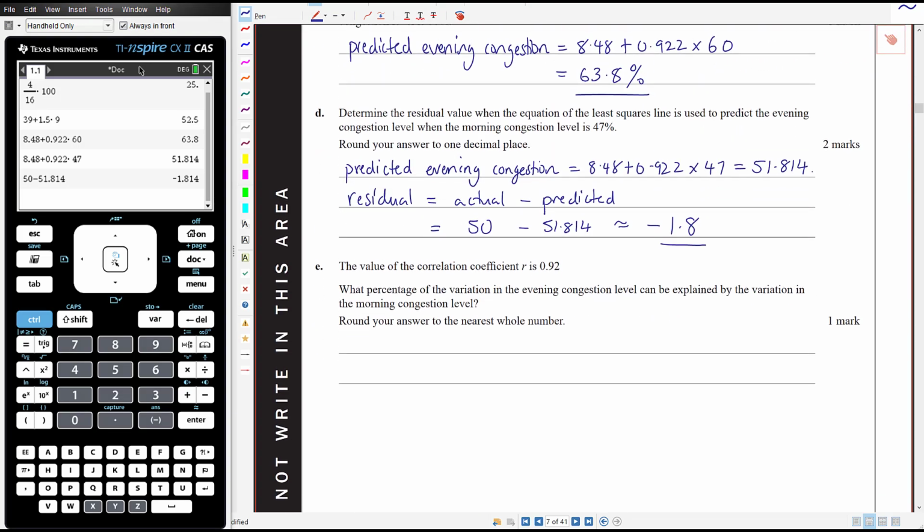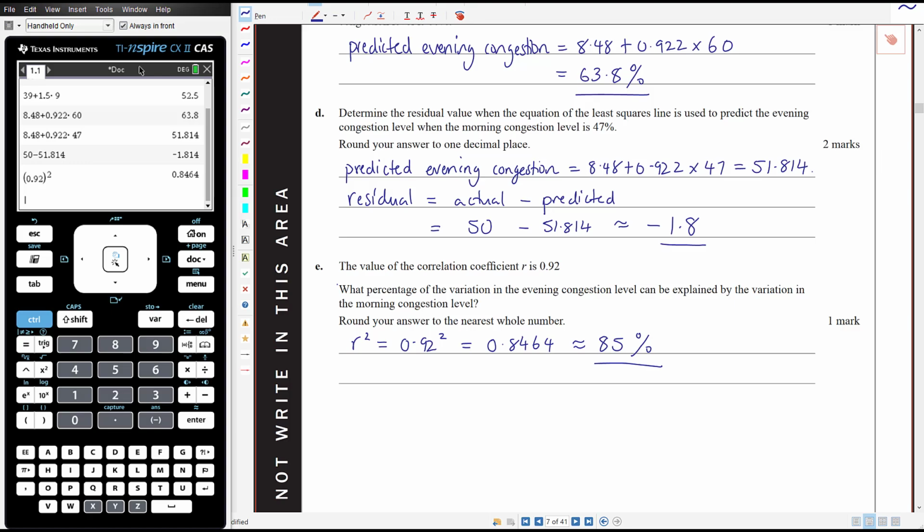Okay, the value of the correlation coefficient R is 0.92. What percentage of the variation in the evening congestion level can be explained by the variation in the morning congestion level? So this is simply R squared, which is 0.92 squared, which is 0.8464, and we want the percentage to the nearest whole number. As a percent, we multiply by 100, so that's 84.64%. To the nearest whole number is 85%.